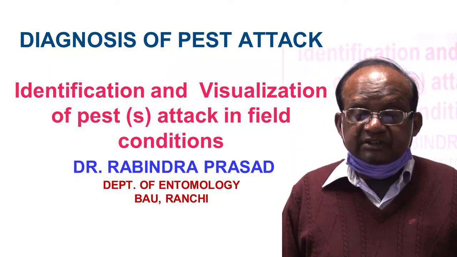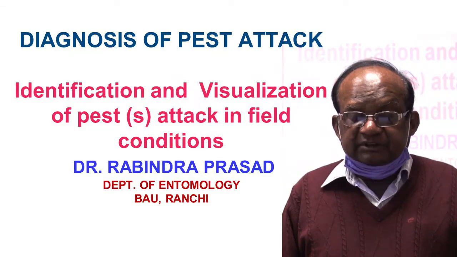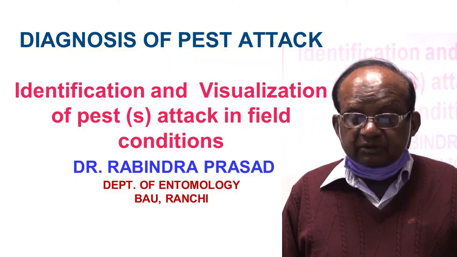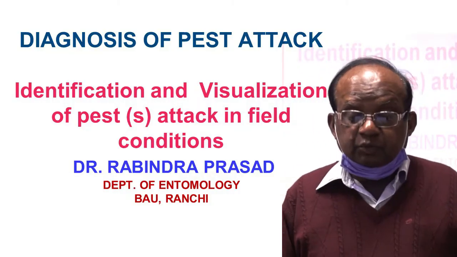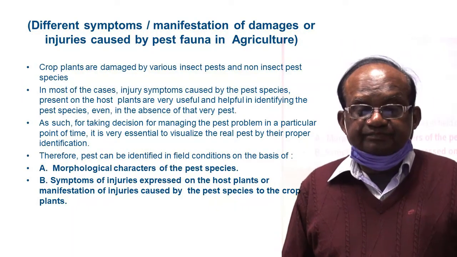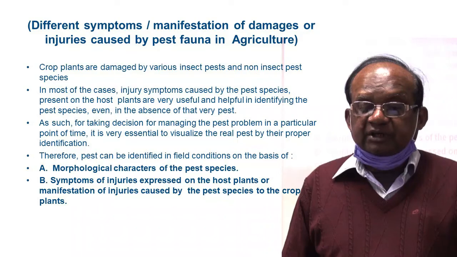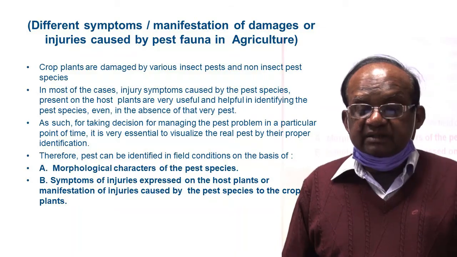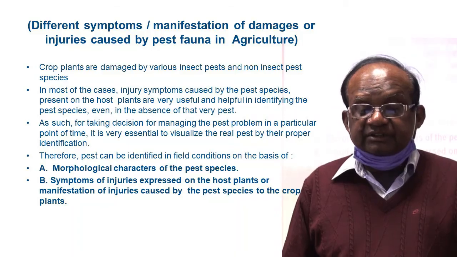So how to diagnose the pest attack, how to diagnose the real pest situation, this must be known, and for that I am here to pinpoint all those points. Crop plants are damaged by various insect pest and non-insect pest species, and in most of the cases, injury symptoms caused by the pest species present on the host plant are very useful and helpful in identifying the pest species even in the absence of that very pest.